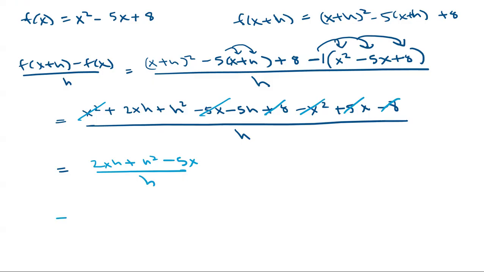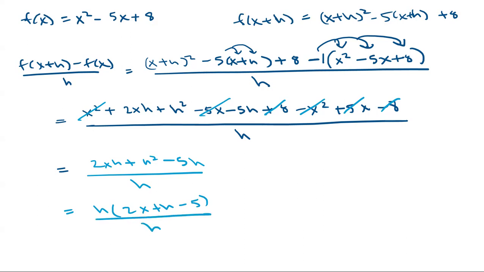Okay. And then we're going to factor out the h. Then we've got to backtrack again here. That should have been an h, not a 5x, over h. Okay, so now I have h times 2x plus h minus 5 divided by h. Okay, and then this h will cancel, and this is what you would enter in the lab.